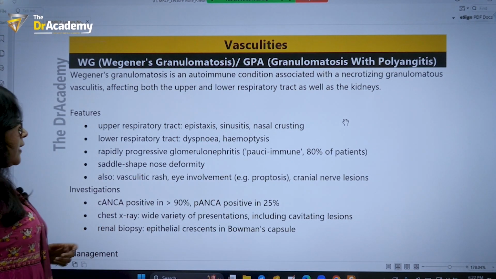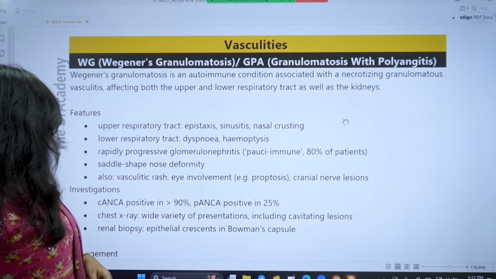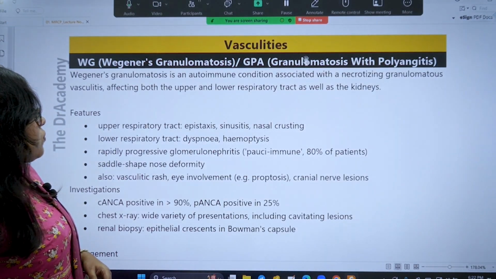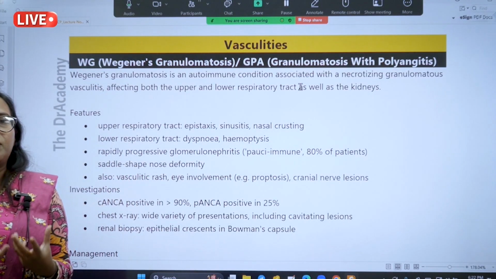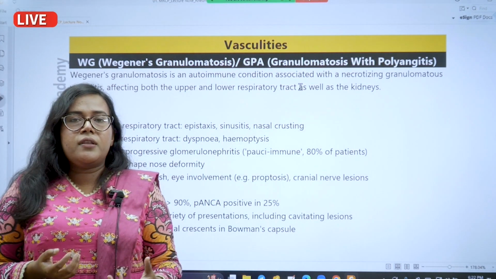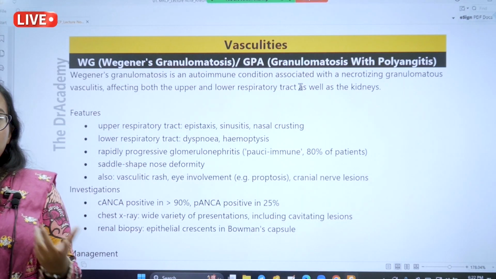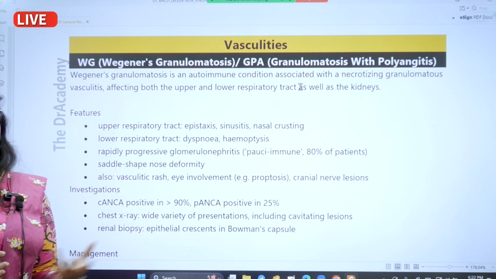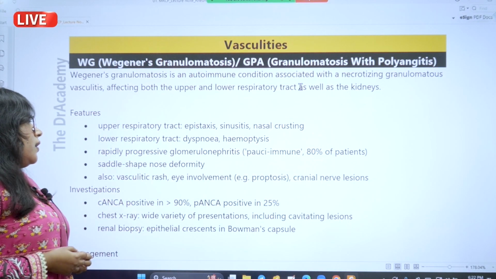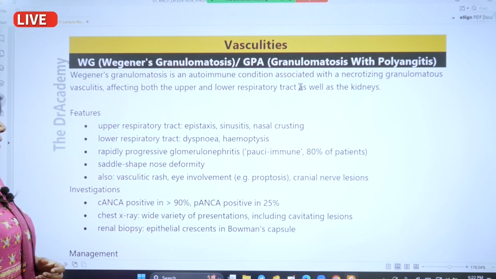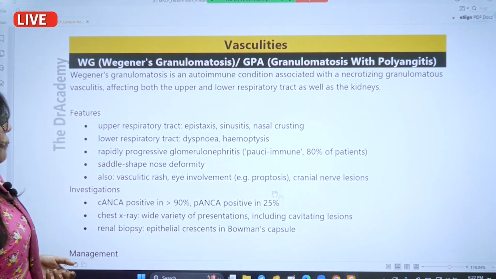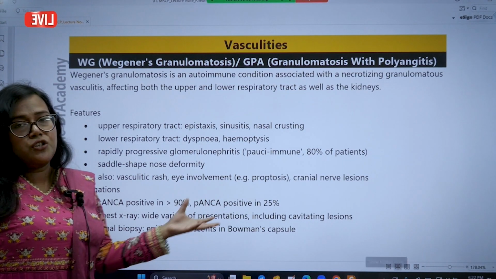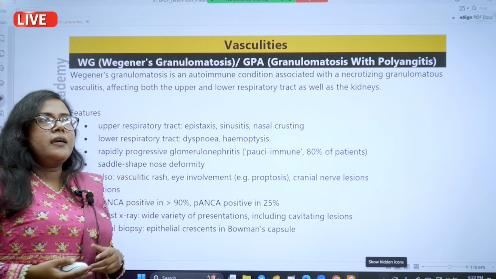And saddle-shaped nose deformity, which I've already mentioned, it can also cause. Because the name is vasculitis, the blood vessel is everywhere. So that's why multi-system presentation can take place, like either in the form of skin rash, joint pain. Sometimes it can cause some cranial nerve palsies as well. It can also cause sensorineural deafness if it involves the 8th cranial nerve, and eye involvement such as proptosis, cranial nerve lesions that can be commonly seen.